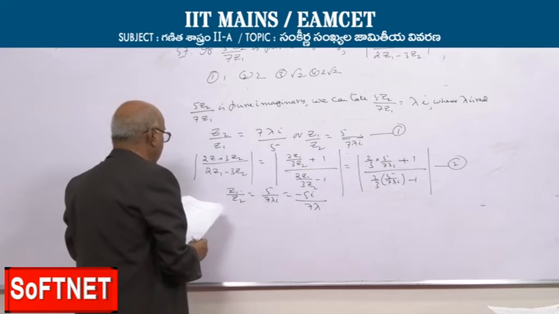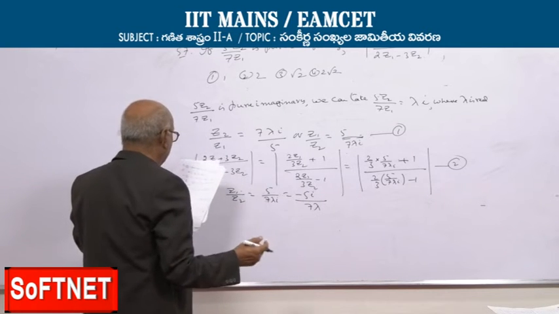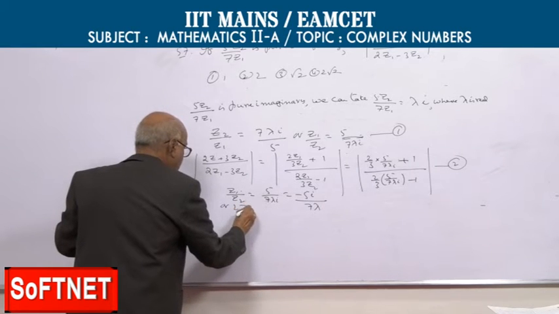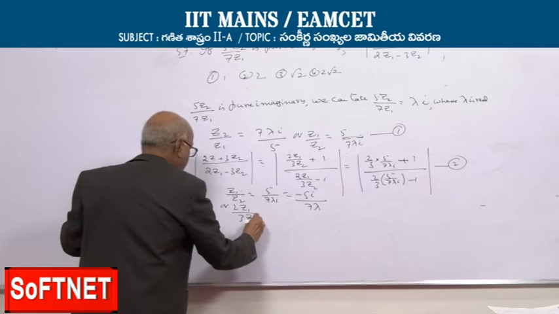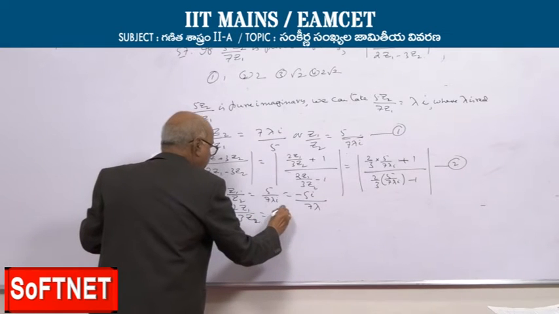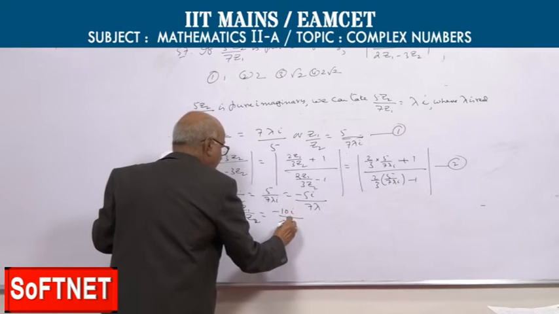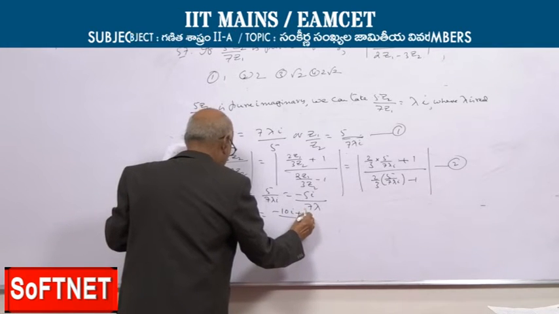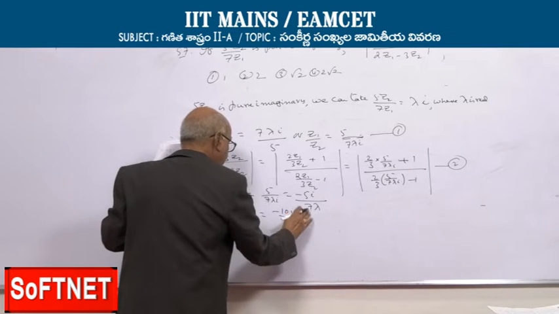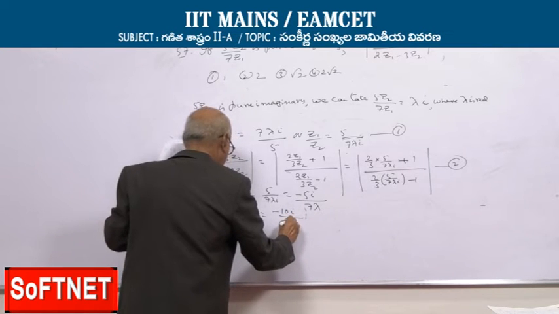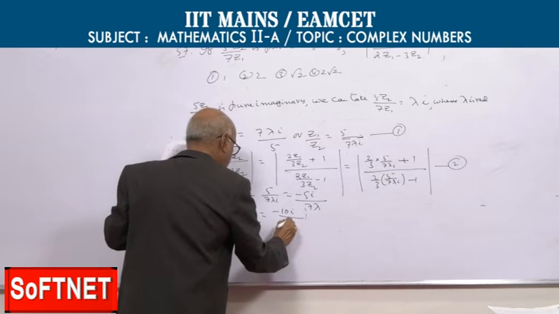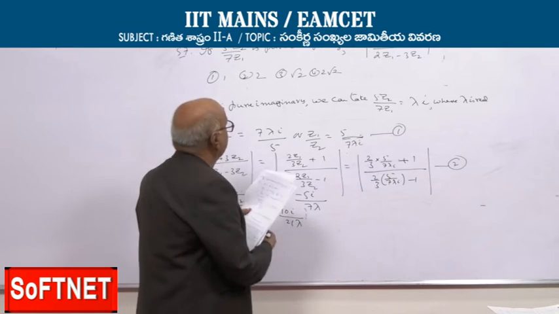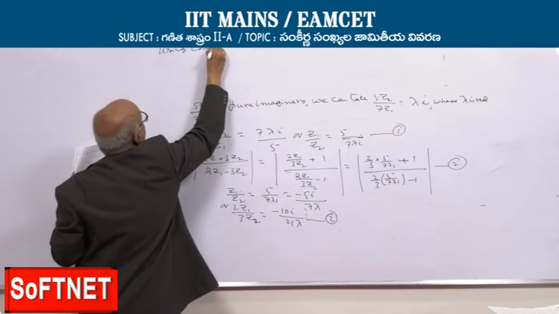Now use componendo and dividendo. 2Z1 by 3Z2 is equal to minus 10i by 21 lambda. Okay, componendo and dividendo.